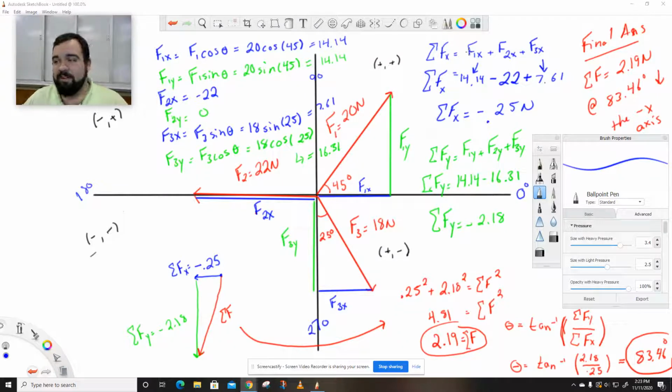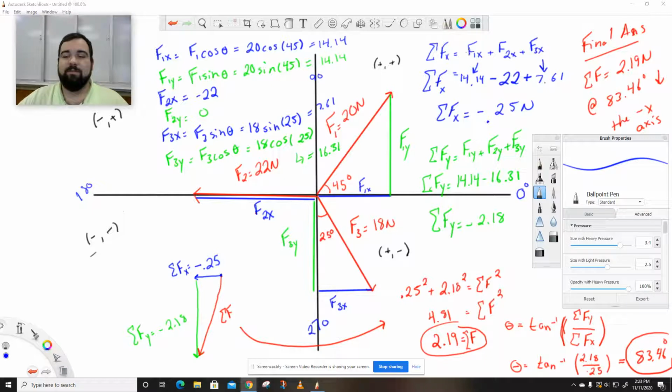Now your final answer, you could state it as 2.19 newtons at an angle of 83.46 degrees below the negative x. That's going to tell me where it's at. You could also use an overall value for the angle. We know the positive x-axis is 0. Positive y is 90, negative x is 180, negative y is 270.